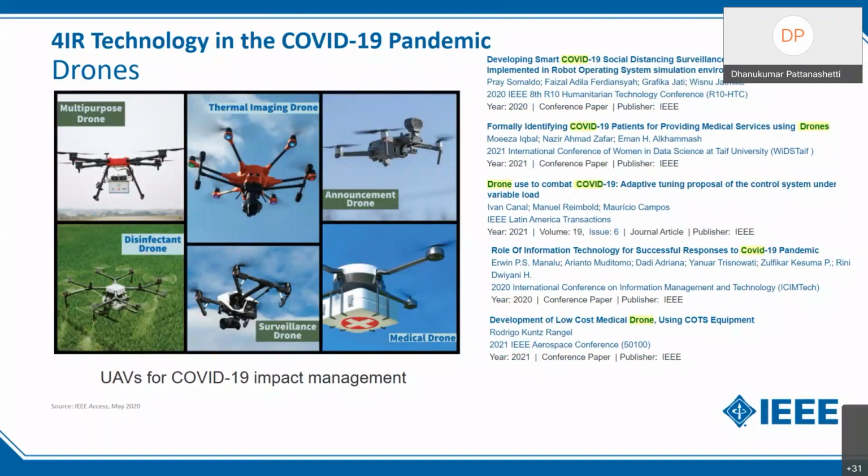So I was looking at this morning. Somebody has written an article last year: what is the role of IT for successful responses to the COVID-19 pandemic? Somebody has actually written an article just recently this year, formally identifying COVID patients for providing medical services using drones. So you can look at how people are actually coming out with some new ideas, and when they have some good data which they could actually share with the public, they publish it through the IEEE Explore digital library.